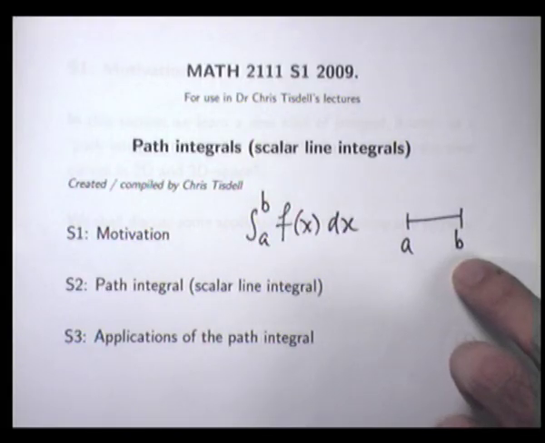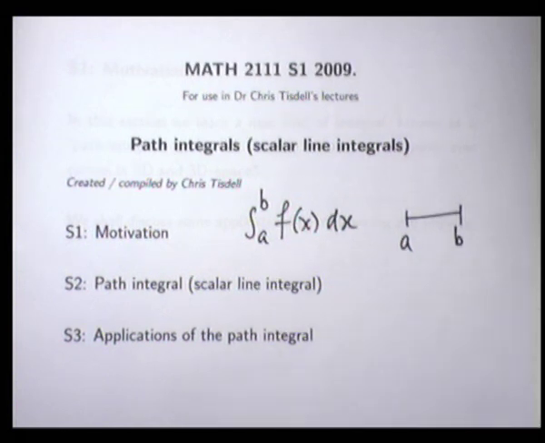Well, what happens if you want to integrate functions along non-straight line segments? This particular region of integration here is only, I guess, in one dimension. What happens if we want to integrate in higher dimensions? Now, you've already seen things like double integrals, triple integrals. What we're going to talk about today is integrating functions in space with respect to the arc length. Okay?